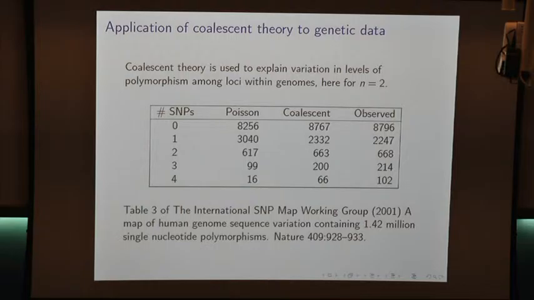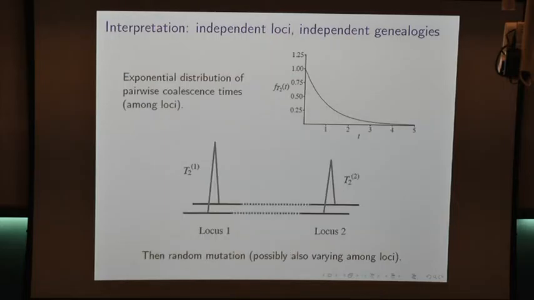This Poisson distribution would be the right distribution if all of the loci in the human genome had the same time to the common ancestor, the same opportunity for mutation, but in fact they don't. And so here's how a coalescent model would be used in this case.